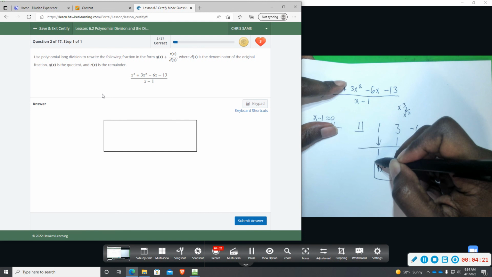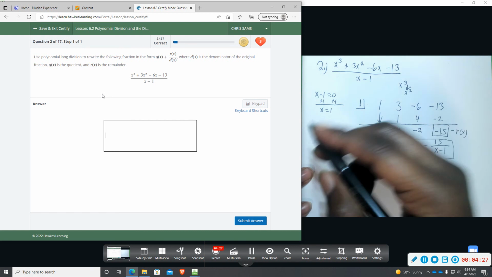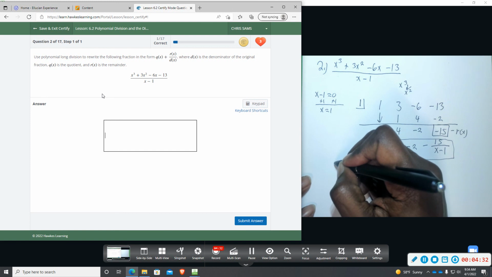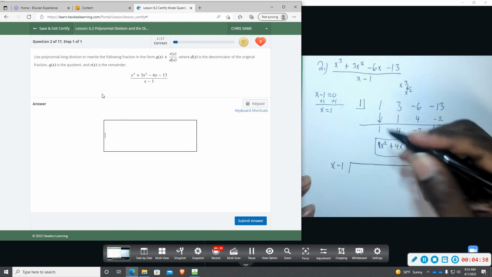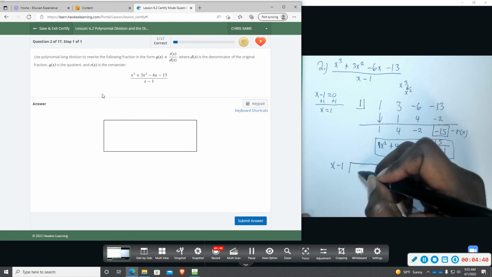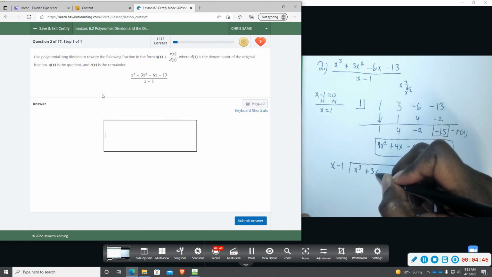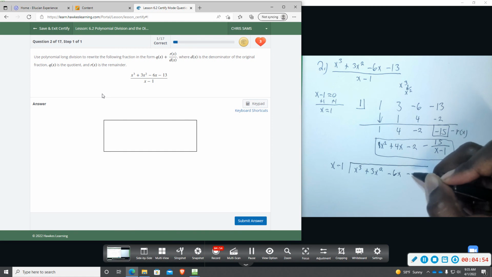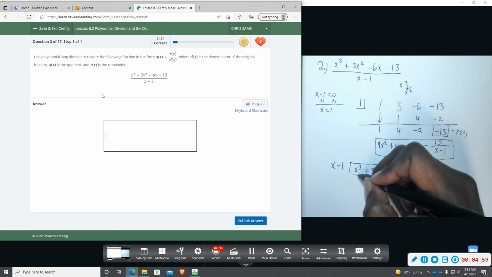Now we're going to do the same thing with long division. So we've already established that x minus 1 is our divisor. And then inside of our box, we're going to put our x cubed plus 3x squared minus 6x minus 13. And again, you only focus on the first term only.